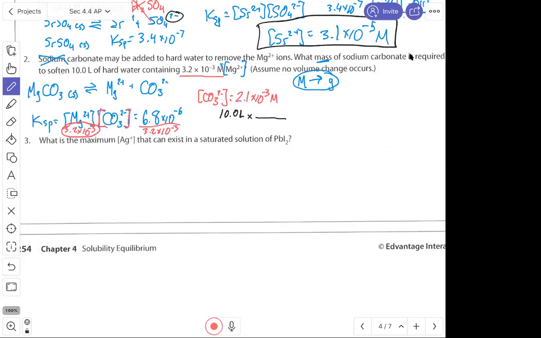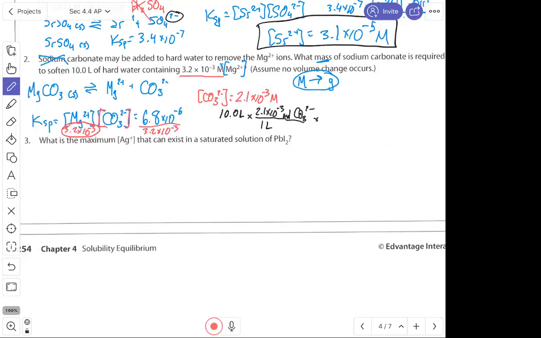And what goes in the next step? Liters is in the denominator. Moles over liters? All right, so 1 liter in the bottom, and then in the numerator, the 2.1 times 10 to the negative third. And that's moles of carbonate.